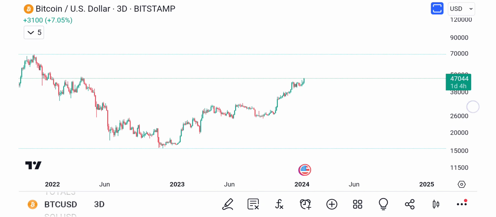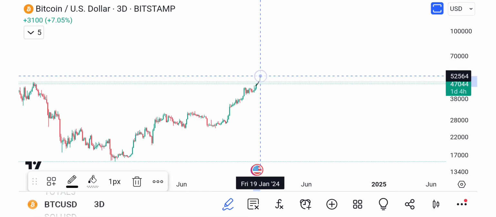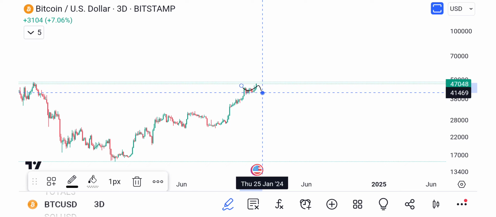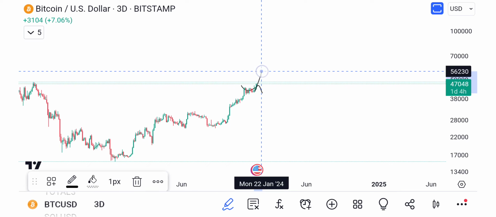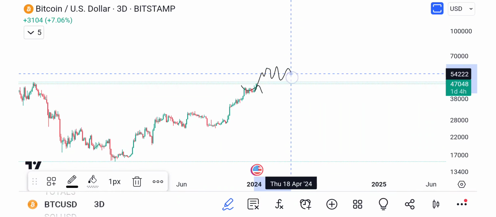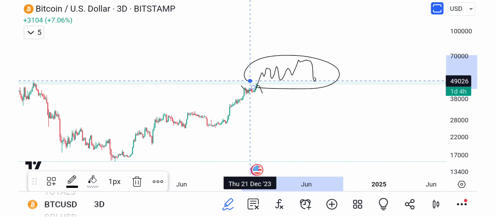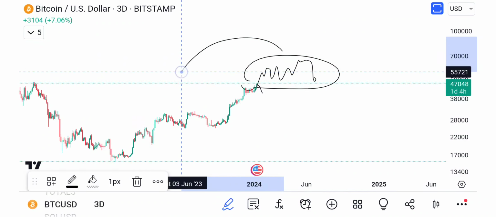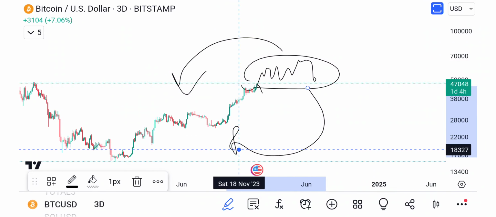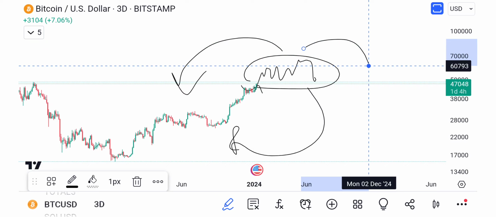So if we go over here, what do we want to see for alts, right? We want to see it maybe get a little higher, right? Or if we finish up this correction, whatever it's going to do, we get up here, get a little higher, then start getting into this distribution phase, right? So that is what we want to see, and that's the rotation, right, out of Bitcoin and into the altcoins, right?